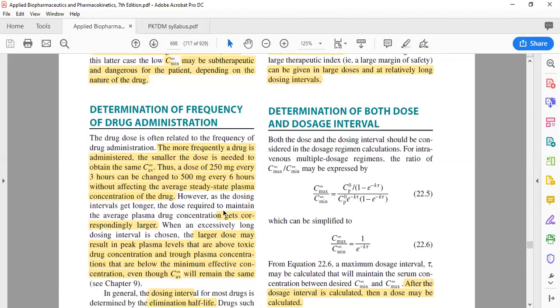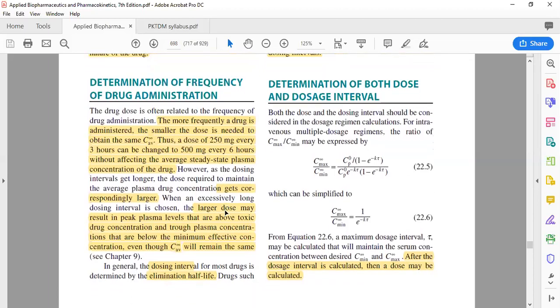Now we'll see the determination of frequency. So how often or how less often you will dose the patient, that we'll see. The drug dose is often related to frequency, that we saw already with one example, 60 milligram every other day or 10 milligram TID. Because we are changing the dose, we are changing the frequency. So of course the drug dose depends on frequency. We have a clear concept on that.